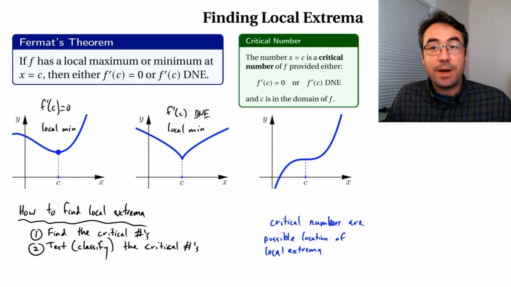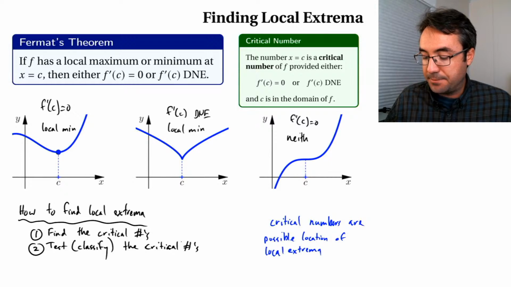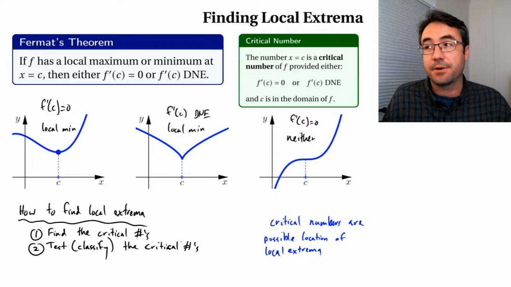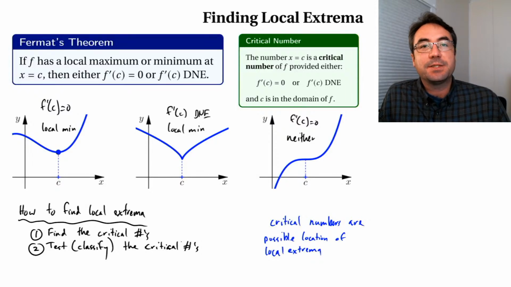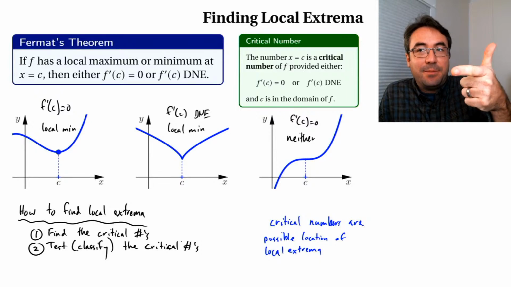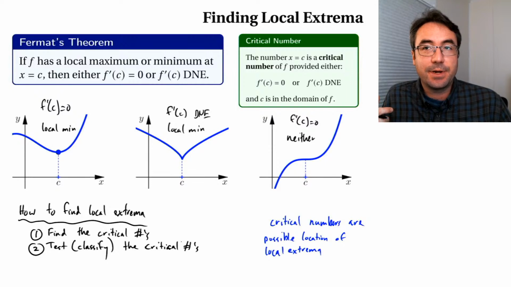In that last graph, the derivative is equal to 0, so it is a critical number, but it's neither a max nor a min. The graph just flattens out, but we don't have a max or a min there. It's neither. So just because something's a critical number, we still need to figure out, is it a min, is it a max, or is it neither? Those are the three options we're considering here.